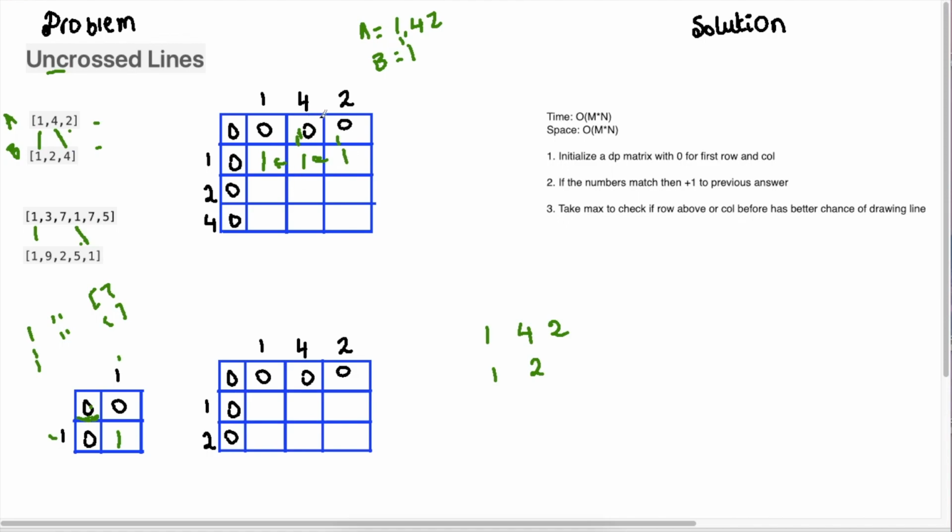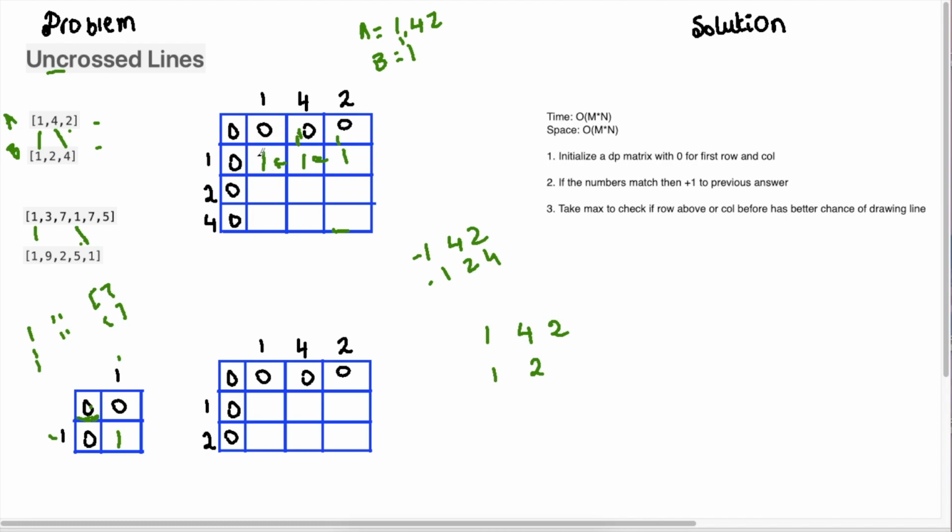So this is how we build on our final answer. Like, what is this position, right? So this position gives me the full number of uncrossed lines that can be created from these two arrays, 1, 4, 2 and 1, 2, 4. And that is the whole idea.